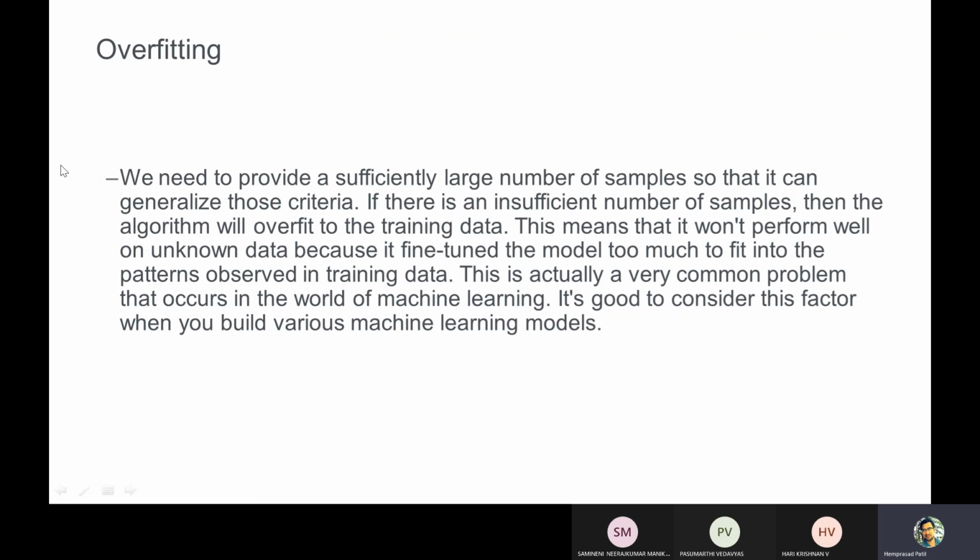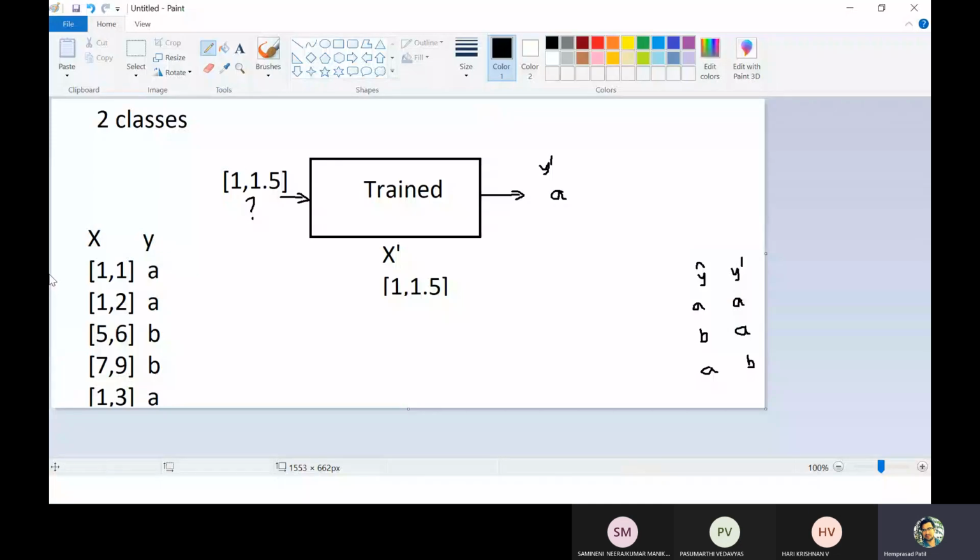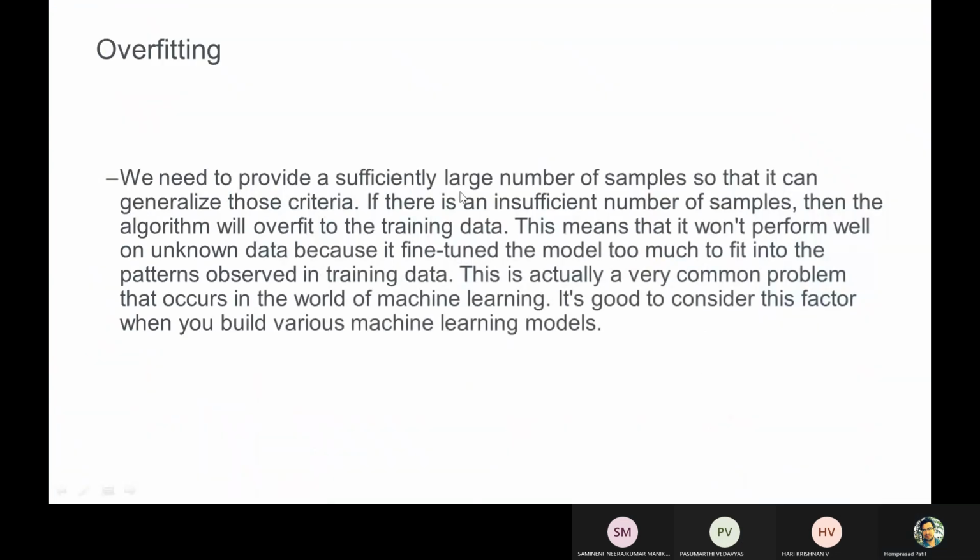Then overfitting, the same concept is explained over here. We need to provide a sufficiently large number of samples. So in this example, how many samples are there? 5 samples are there. 1, 2, 3, 4, 5. 5 pairs of X and Y. We should have a sufficiently large number of samples, meaning a large number of rows. Otherwise, the model will perform well on training data, but it will perform badly on test data. If there is an insufficient number of samples, then the algorithm will overfit to the training data. So that is a problem.